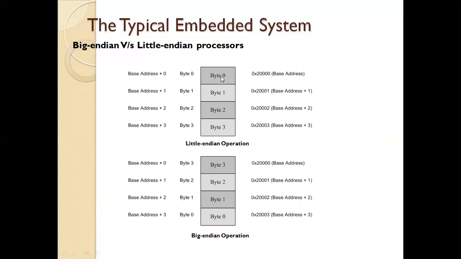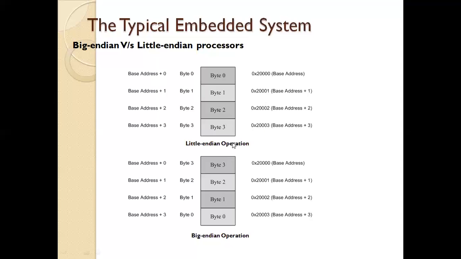A word is 4 bytes; a byte is 8 bits, so 4 into 8 is 32. The lower byte is saved in the lower memory address, so byte 0 is saved at 20,000, the base address. The next byte is saved in the next higher location, and the last byte is saved in the highest location.